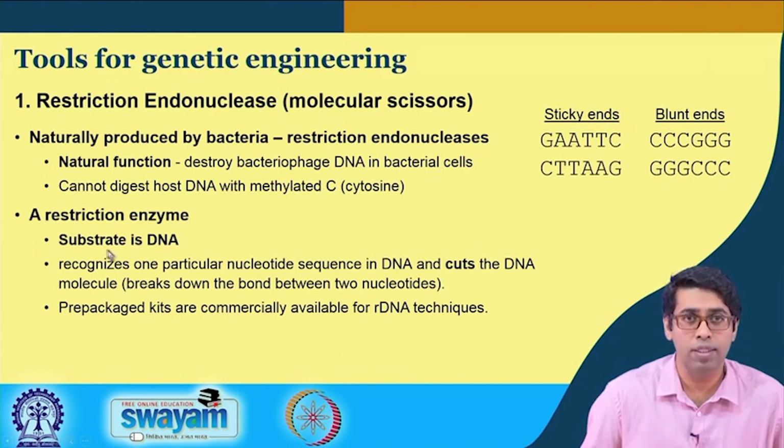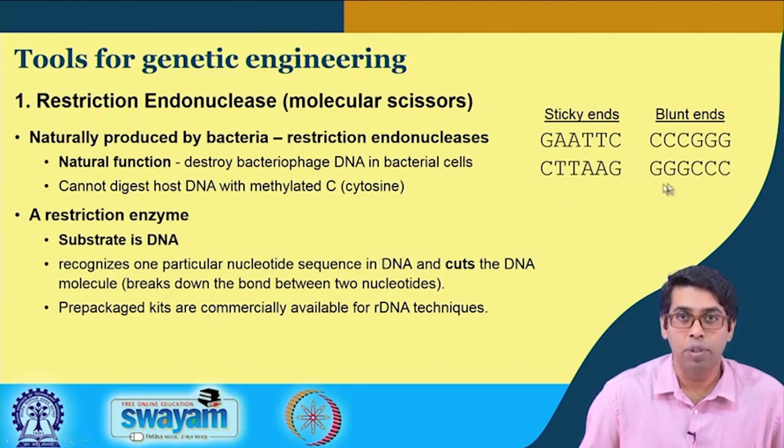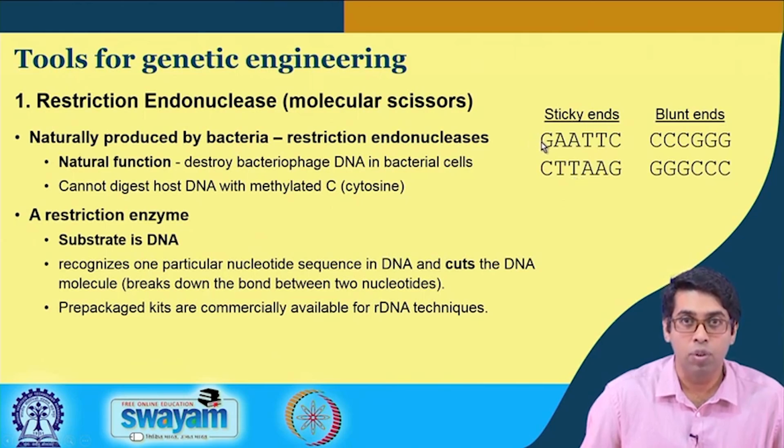So, for a restriction enzyme, the substrate is the DNA and it recognizes a particular nucleotide sequence. Here are two examples that I have shown. The first one is GAATTC. If you notice, it is a palindromic sequence. Whenever we write sequences for double stranded DNA, you should always know that this end is the 5' end and this end is the 3' end.